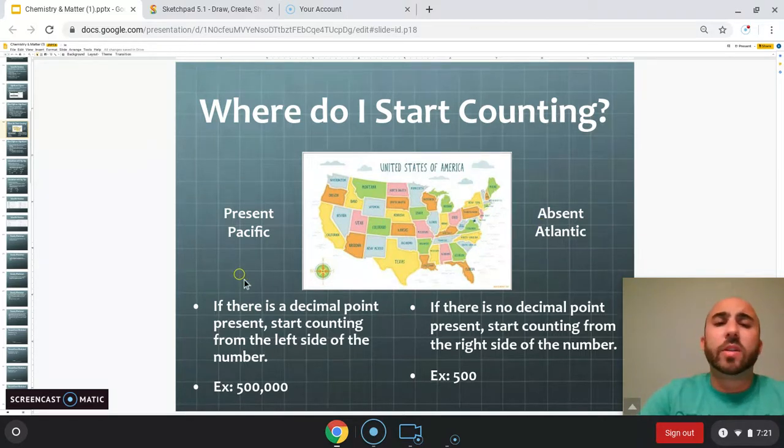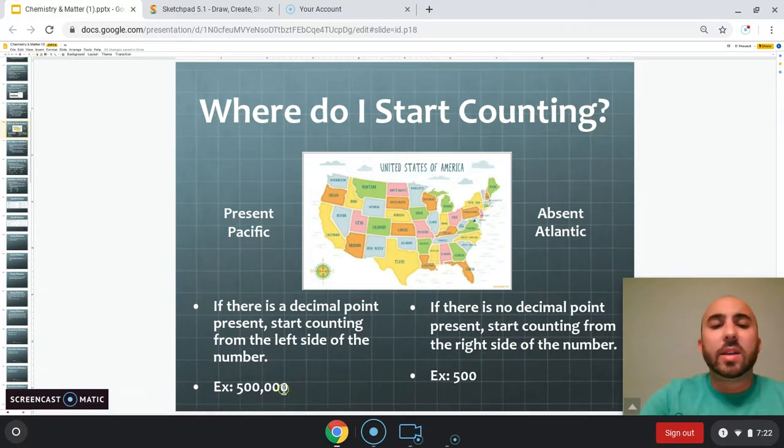And if you go over here on the other side, California, Oregon, and Washington State, the ocean that they swim in is the Pacific here on the West Coast. And we correlate, because they both start with P, the terms present and Pacific. And so the rule in our Atlantic Pacific method is that if there's a decimal point present, you start counting from the Pacific side, the left side of the number. And if there's not a decimal point present, you start counting from the right side of the number.